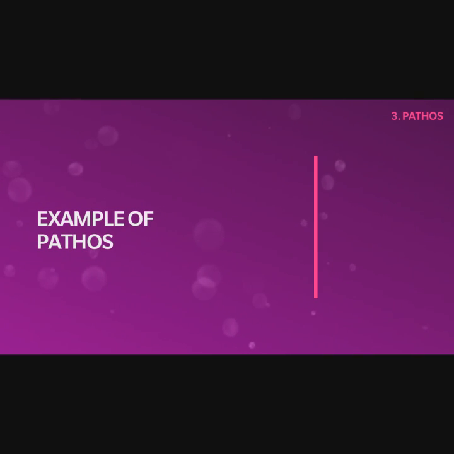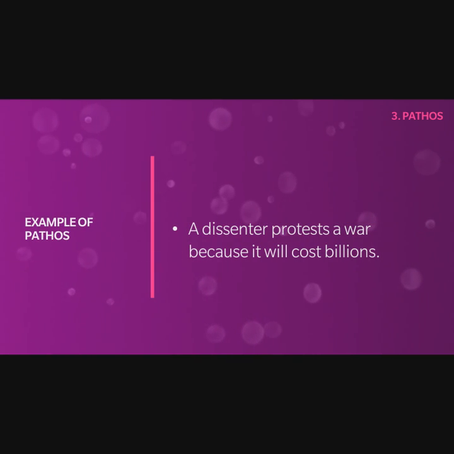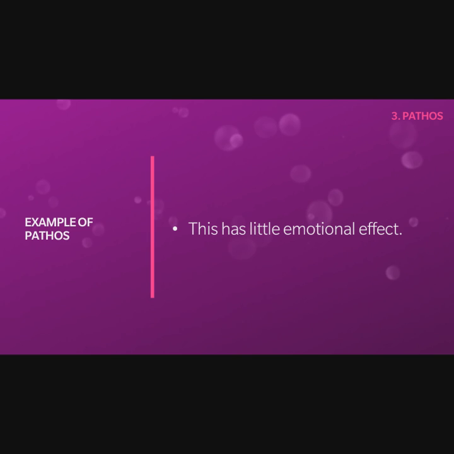Okay, so let's take a look at an example of pathos. A dissenter, that's someone who is against something, protests a war because it will cost billions. That doesn't have much of an emotional effect, does it? Sure, there may be a few people who are upset about it, but they're probably more upset on a logical level.